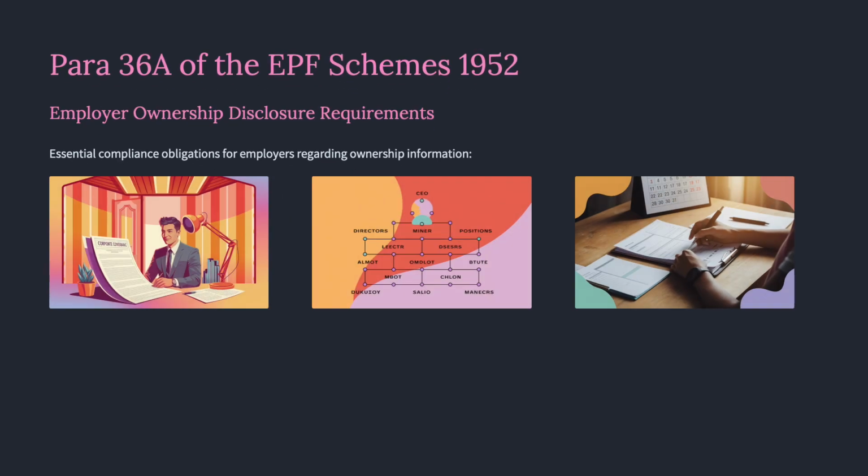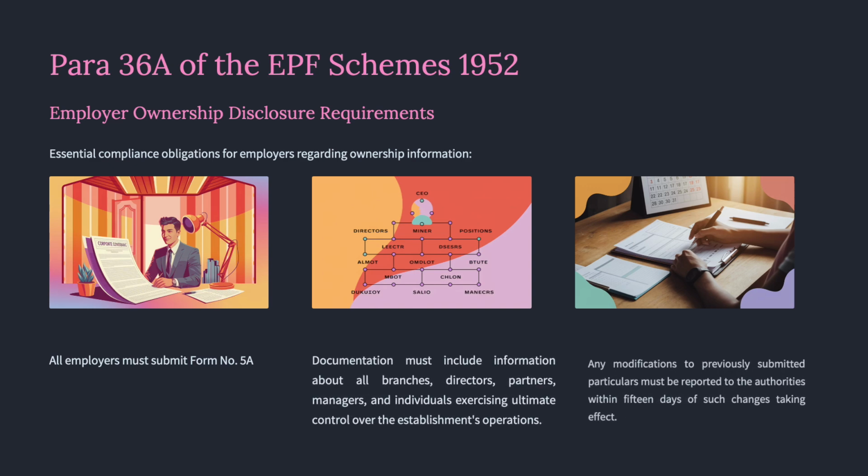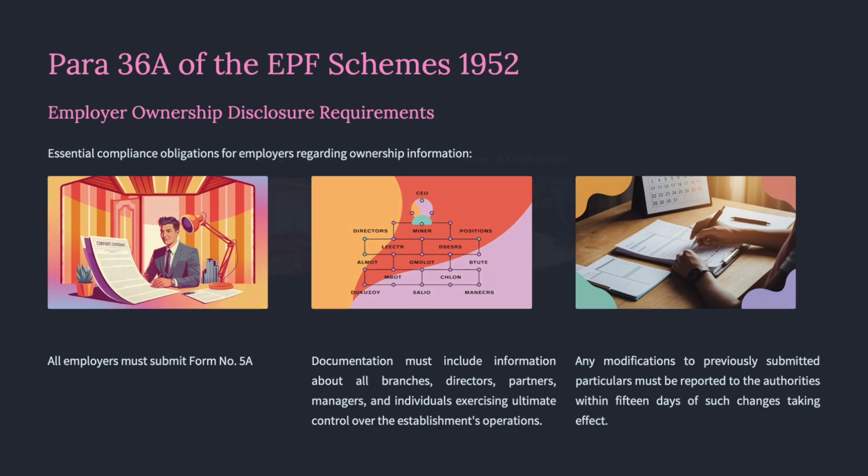Employer ownership disclosure requirements. Essential compliance obligations for employers regarding ownership information. All employers must submit Form Number 5A. Documentation must include information about all branches, directors, partners, managers, and individuals exercising ultimate control over the establishment's operations. Any modifications to previously submitted particulars must be reported to the authorities within 15 days of such changes taking effect.